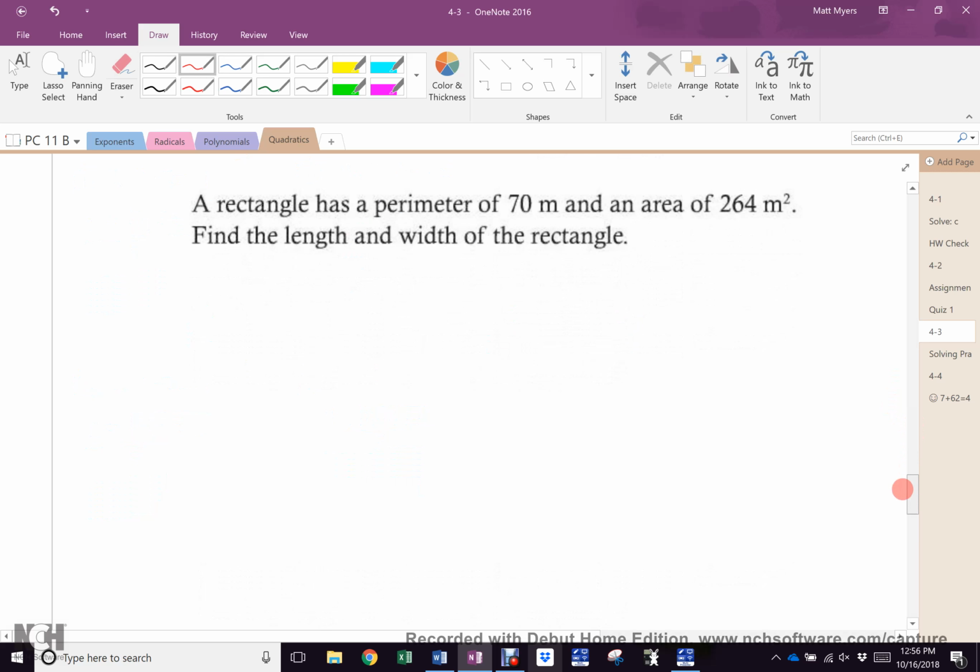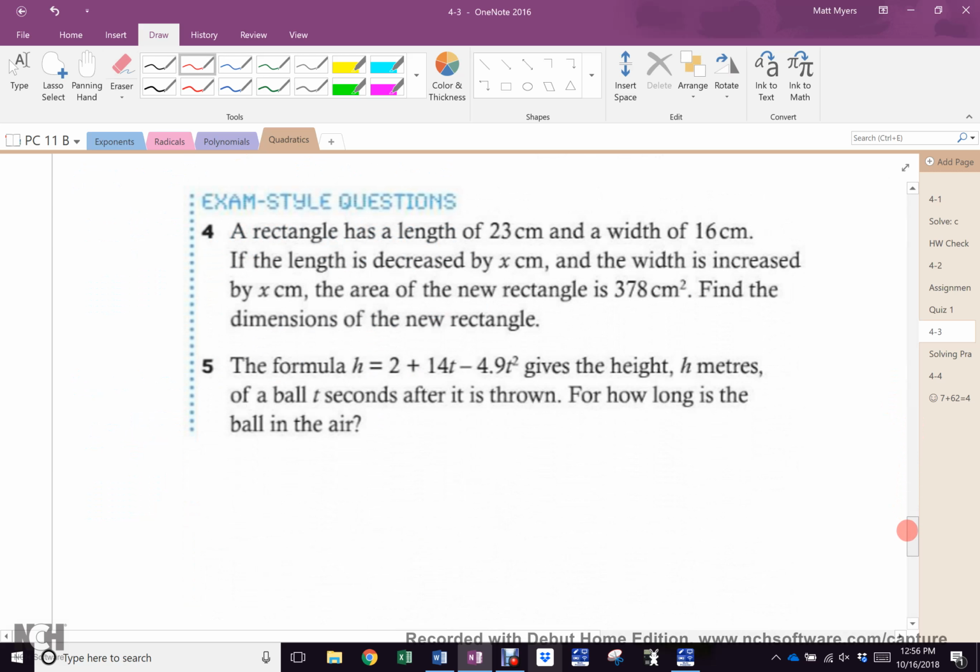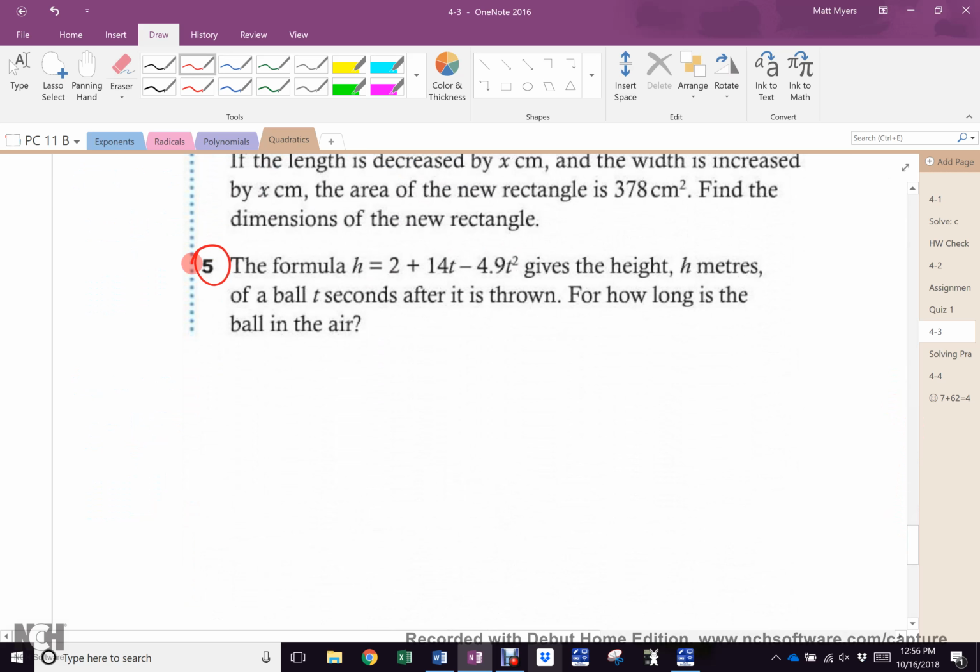I want you to do that one. I want you to do number 4. I do not want you to do number 5. We are going to do something with number 5 tomorrow. Okay?